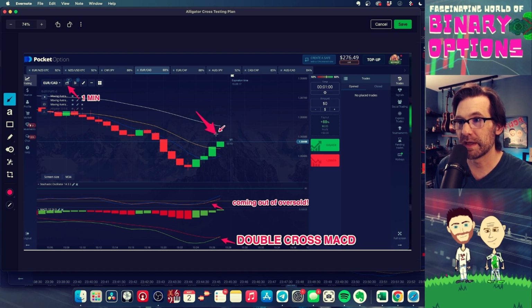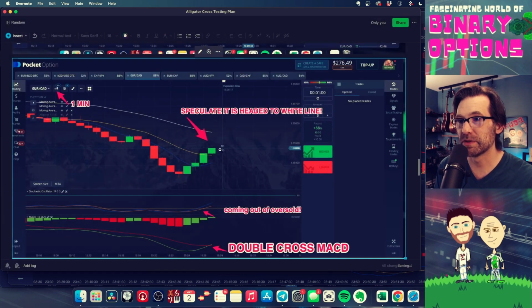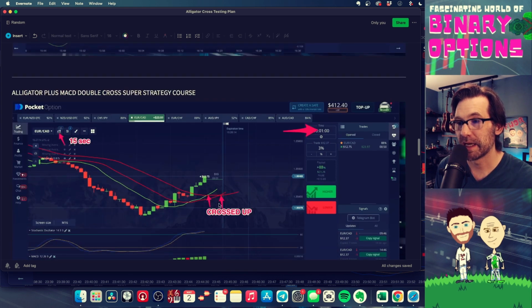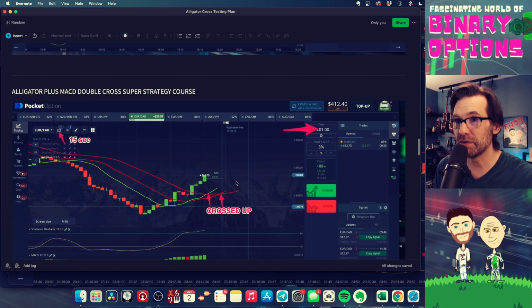And we speculate that it is heading to the white line. That is what we're doing. So in that moment, I would say, absolutely, this is headed to the white line. And so what I did was I went ahead and I took that trade as soon as these crossed and all those other things were happening. And this was a huge win.